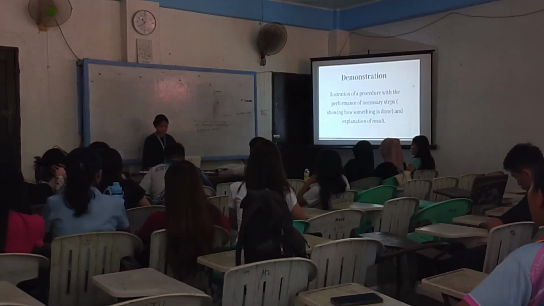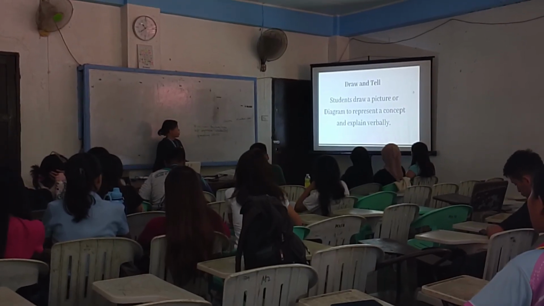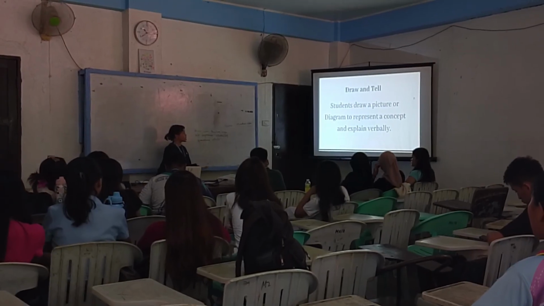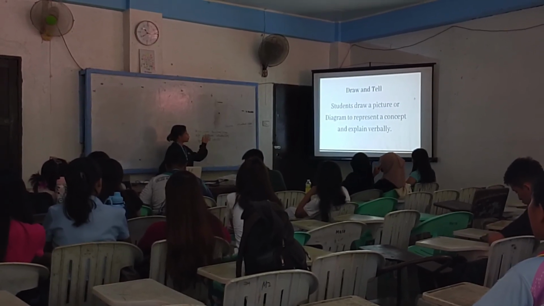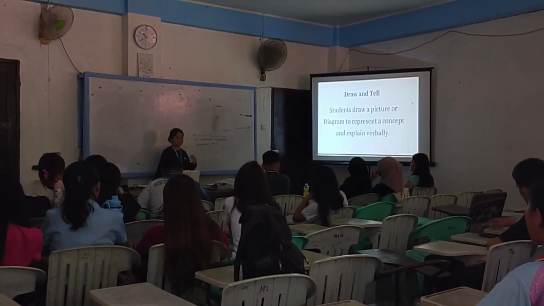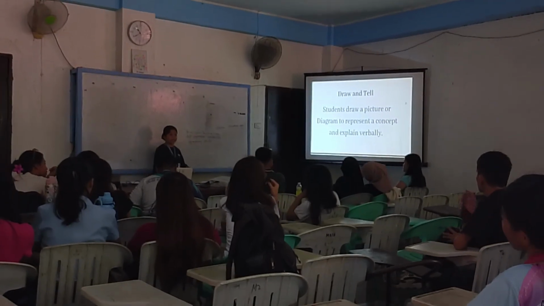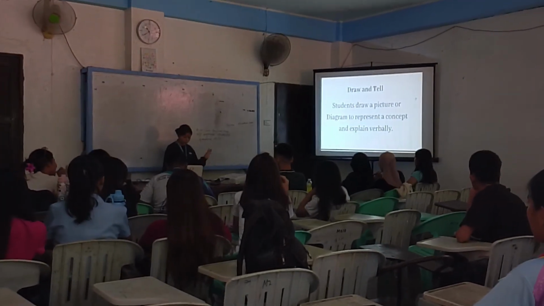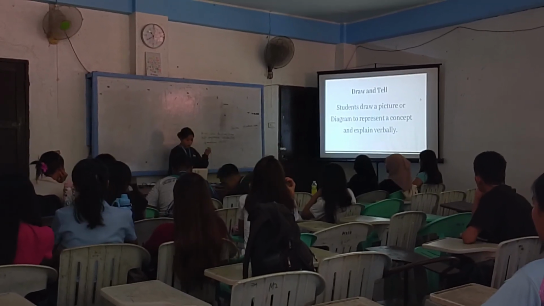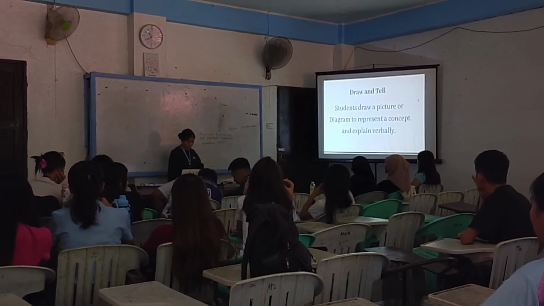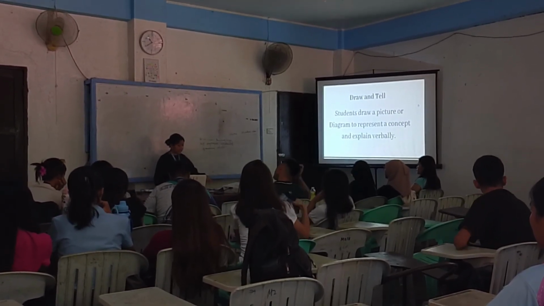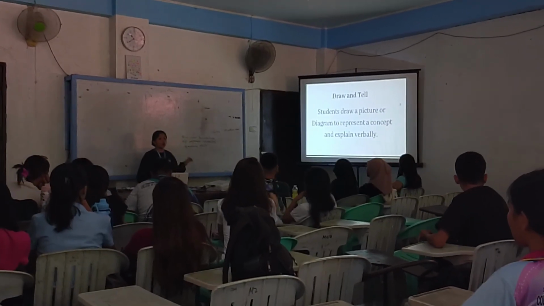Okay, next is draw and tell. Students will draw a picture or diagram to present a concept and explain it verbally. In draw and tell, it is a teaching strategy where the students create or draw a picture to present a concept. A concept is their idea or general understanding of something. Then they explain it verbally. This is a method that will enhance their visual learning, creativity, and communication skills.